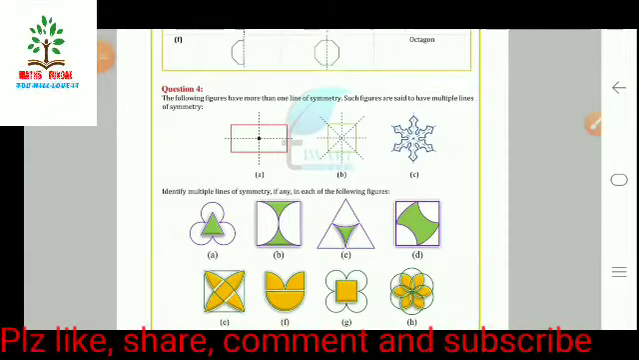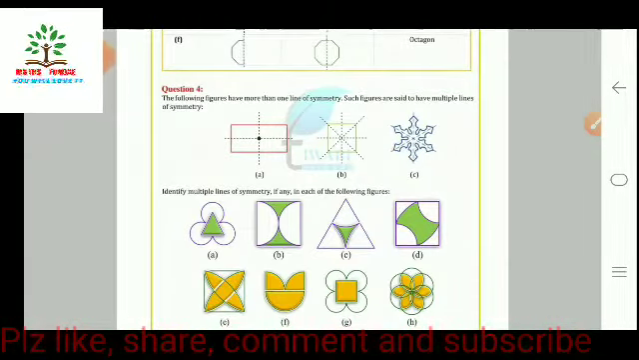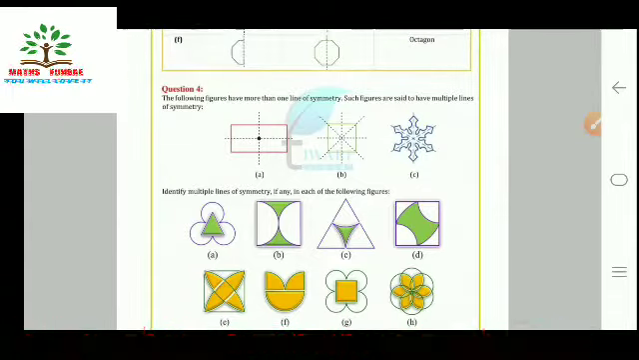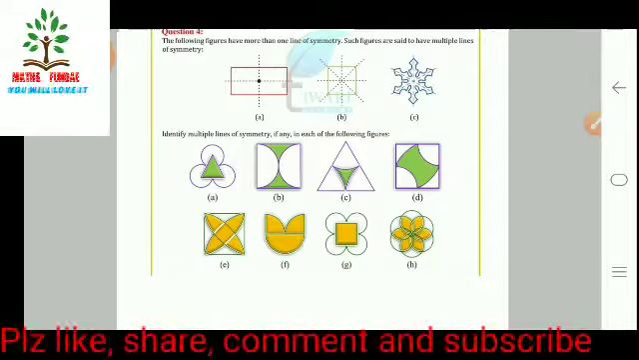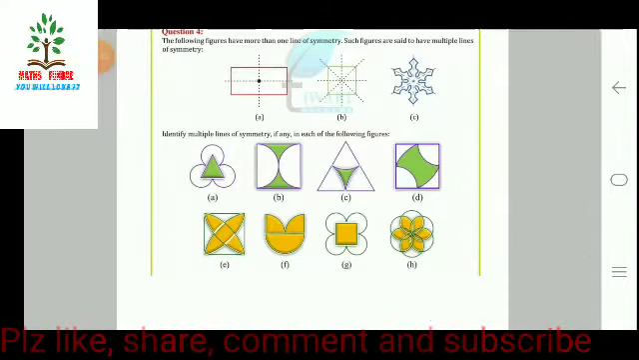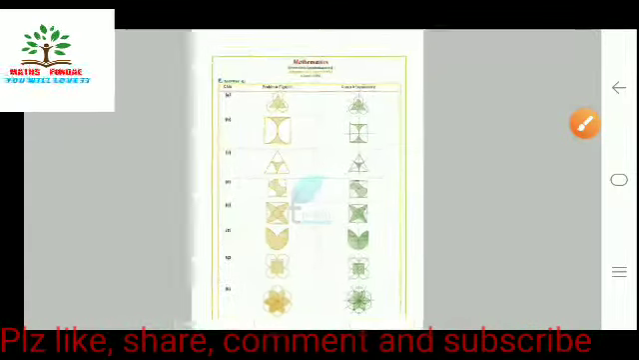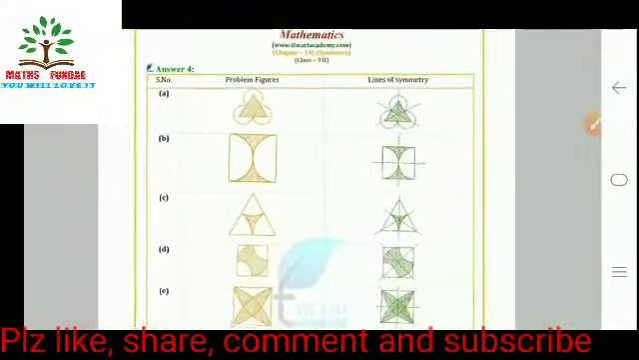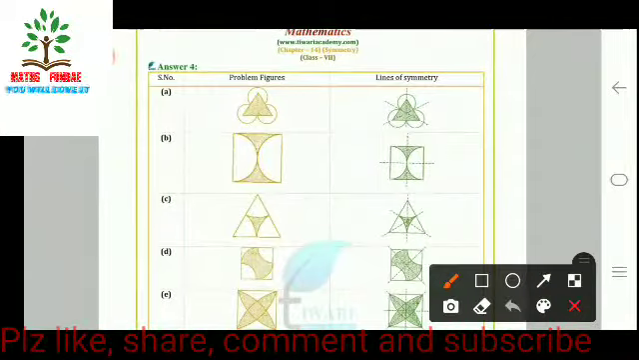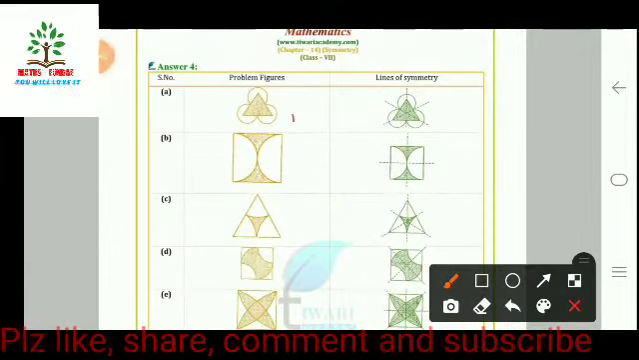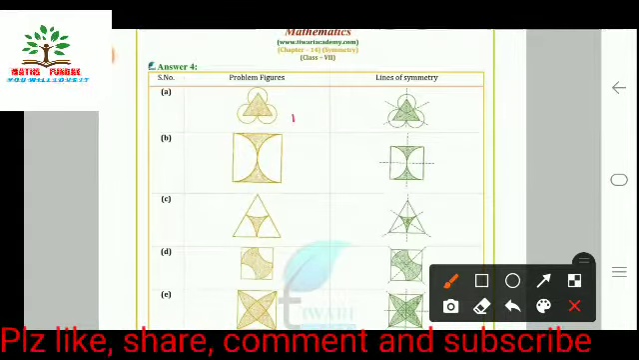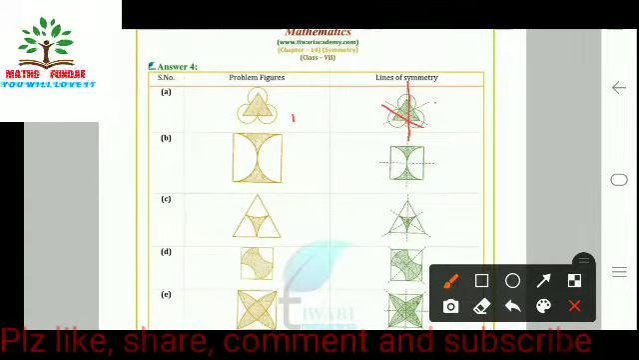Now identify multiple lines of symmetry, if any, in each of the following figures. Looking at the figures given here, we have to find the lines of symmetry. So looking here, how to find the lines of symmetry. We can see here, since there are a triangle and circles, this will be the 1, this is 2, and this is 3.